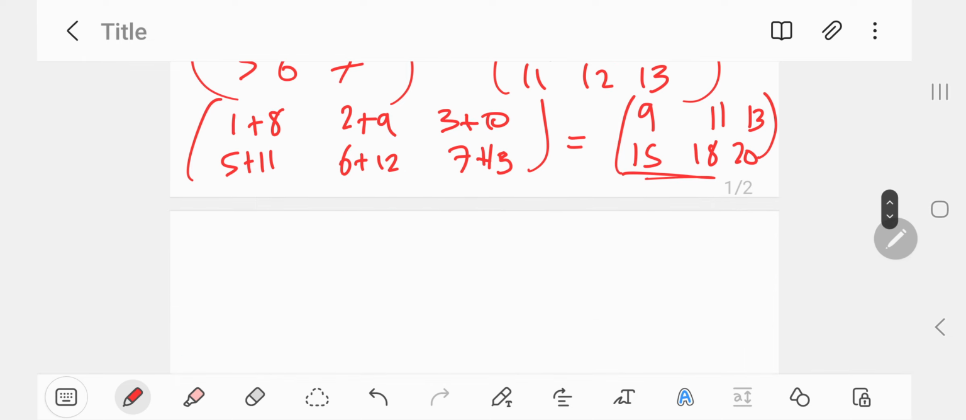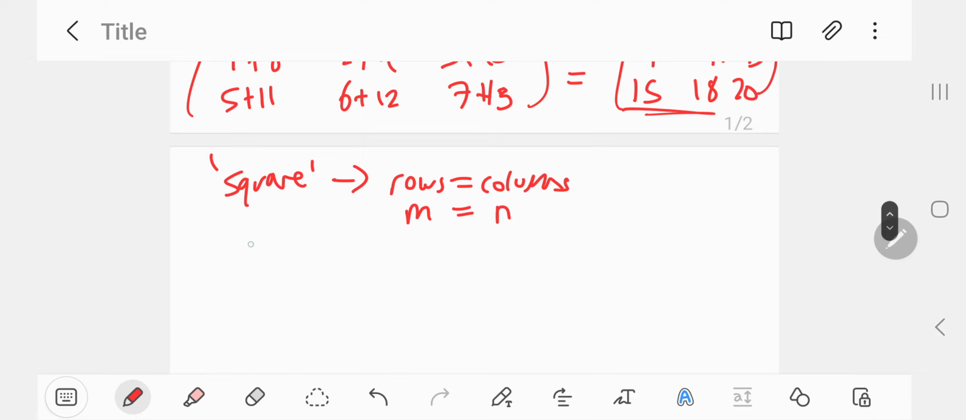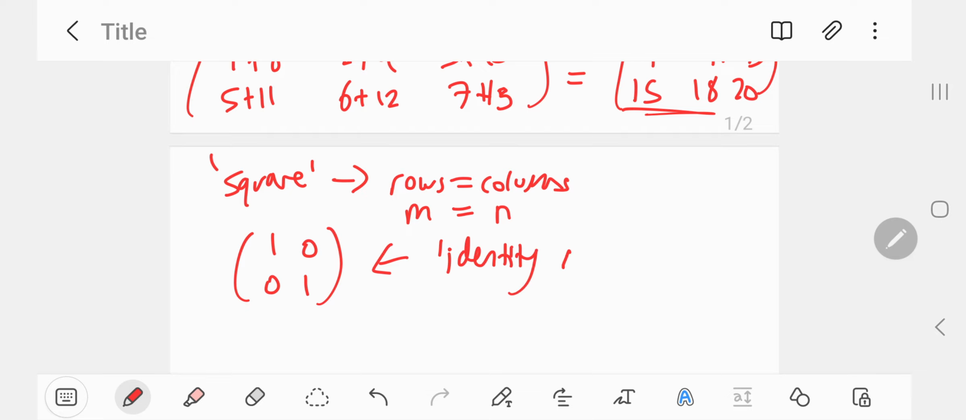There are also instances where a matrix can be a square. In other words, it's got the same amount of rows as columns. Sometimes we use the notation M for rows and N for columns. An example is this. This is actually called the identity matrix. It's got a special name, identity matrix. It's sort of like multiplying by 1. It's got 1s along its diagonal.